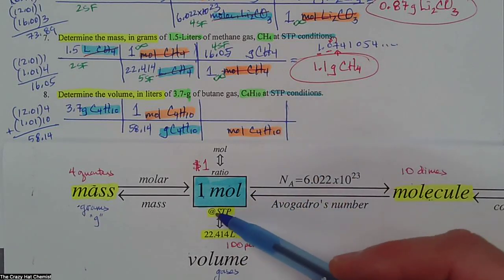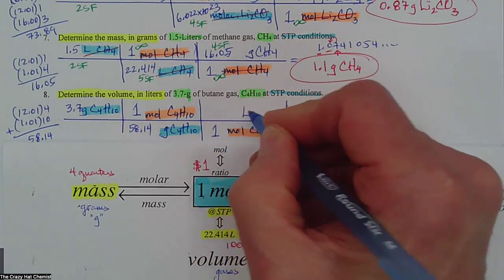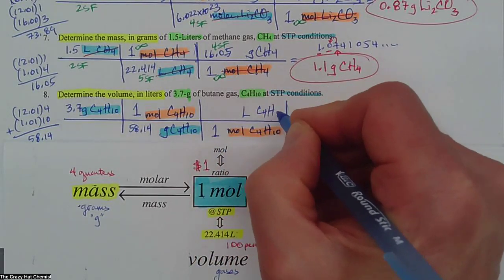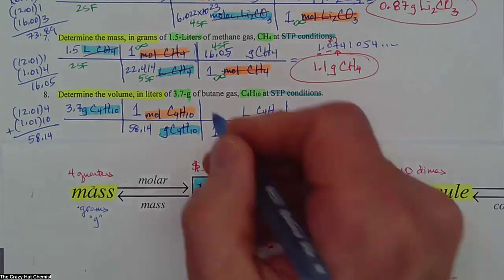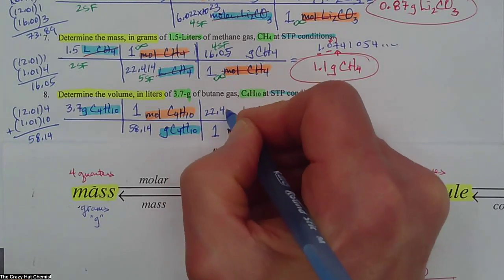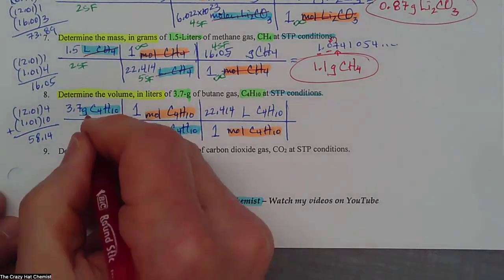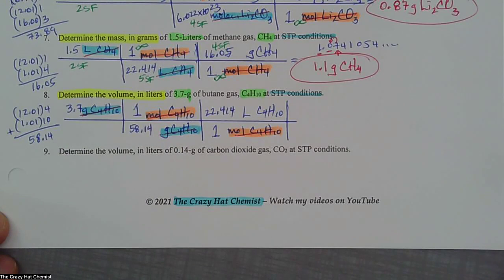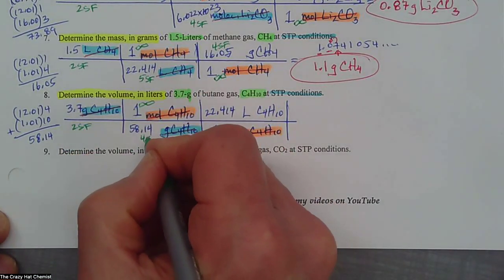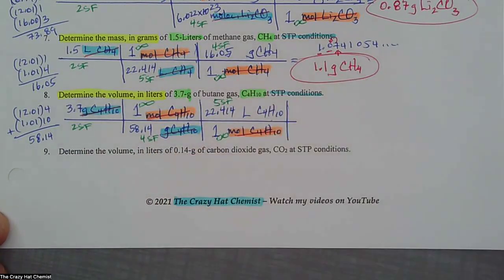It's at STP. At STP, 1 mole is equal to a volume in liters of C4H10. And what is that numeric value? That numeric value is 22.414. Perfecto. All right, so canceling units out from numerator to denominator. We're looking at significant figures: 2 significant figures, infinite number of significant figures, 4 significant figures, 5 significant figures, and infinite number of significant figures.